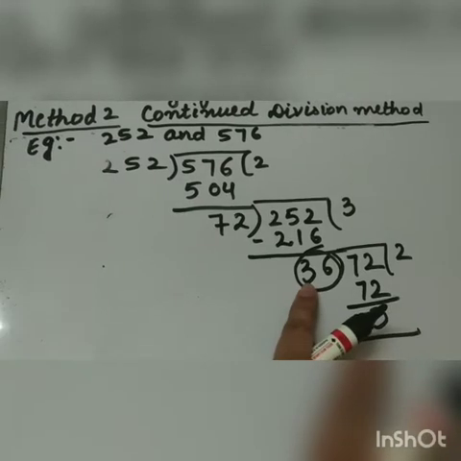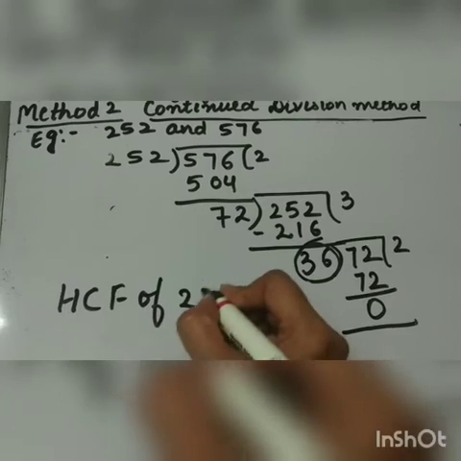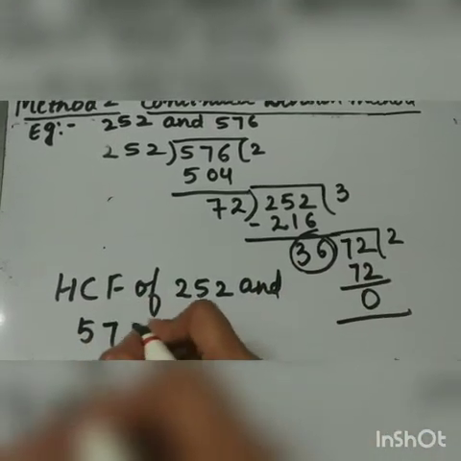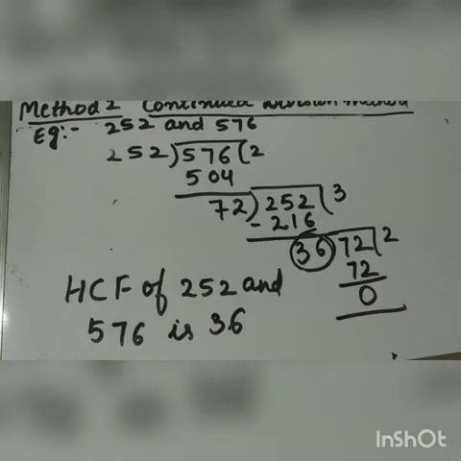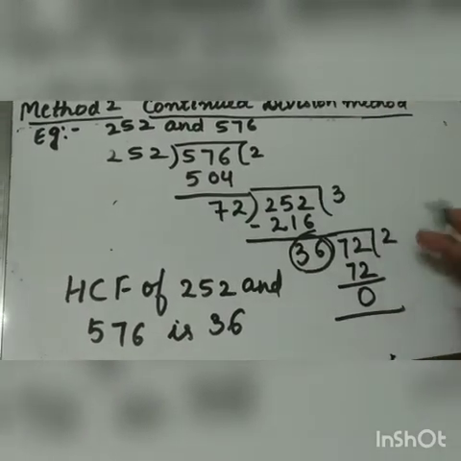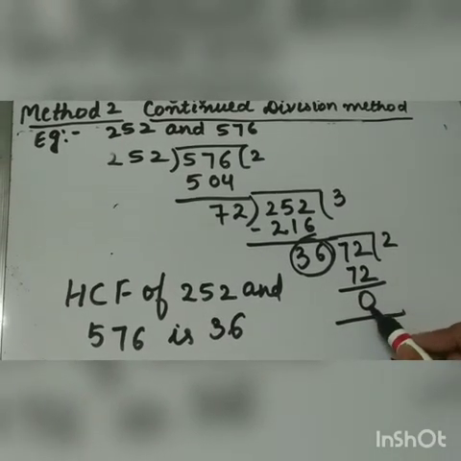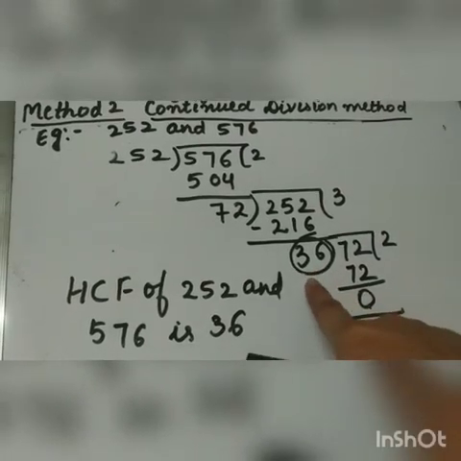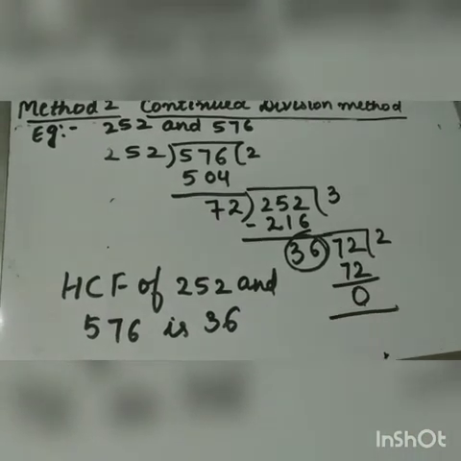The last divisor is 36, so you will write HCF of 252 and 576 is 36. So in this continued division method, we continue the process of division till the remainder comes out to be 0. Here the remainder comes out to be 0, so the last divisor is our HCF. This is called the continued division method to find the HCF.